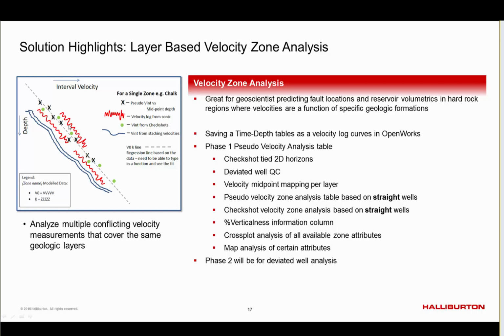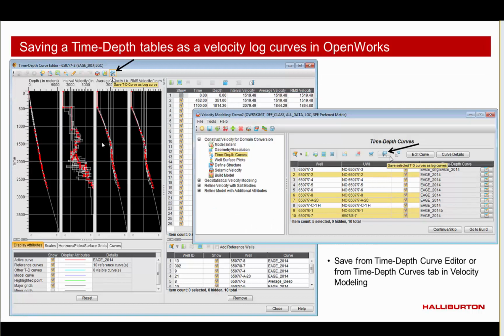Do we have any anomalies? Is there interpretation that's bad? What's going on here? So we want to get the best due diligence in the velocity model. We want to have the best data coming in. So that's what this zone analysis tool is for, is to be able to calibrate these different types of velocities to see how they work together.